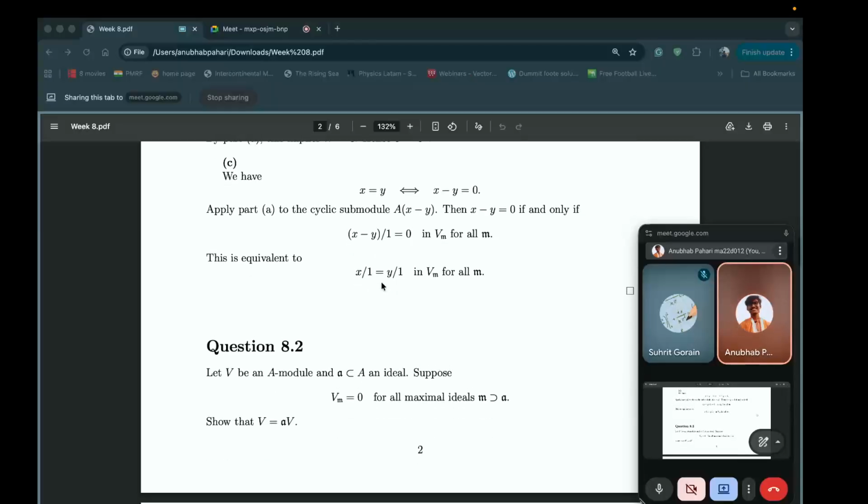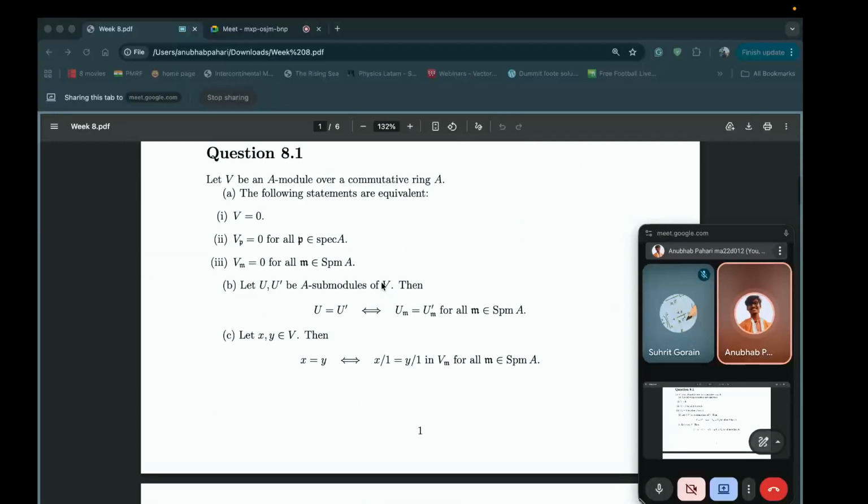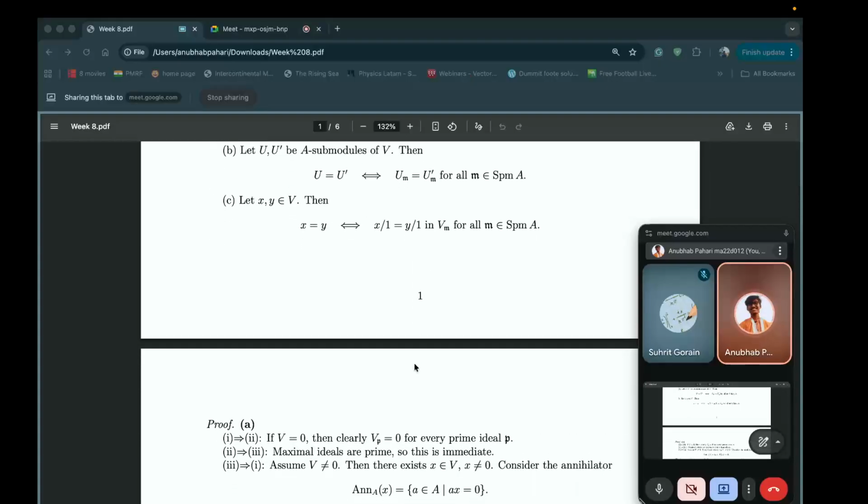Now we go to the next problem, that says let small x, small y belong to V, then x equals y is equivalent to saying x by 1 equals y by 1 in Vm for all m belongs to maximal spec of A.